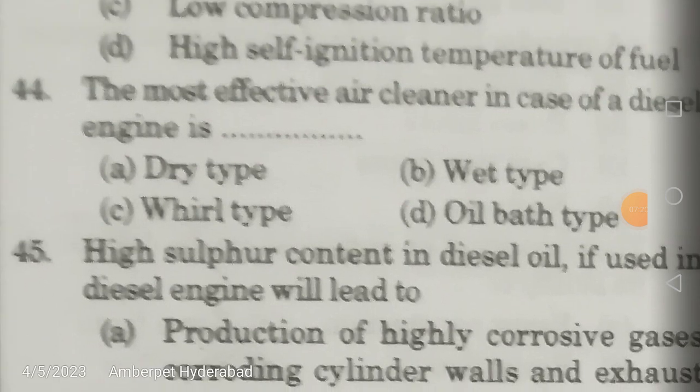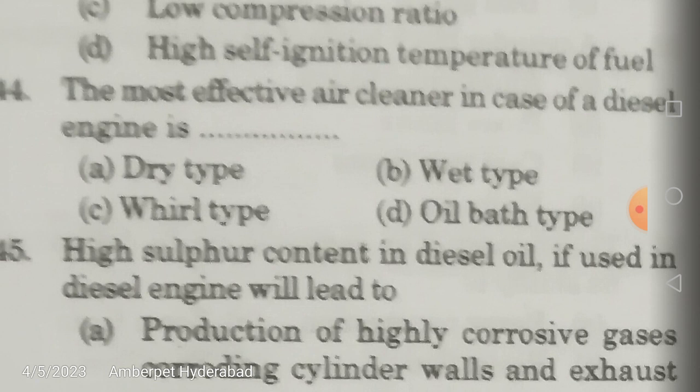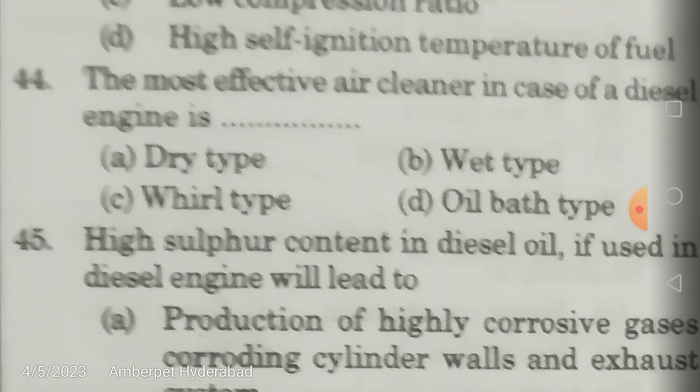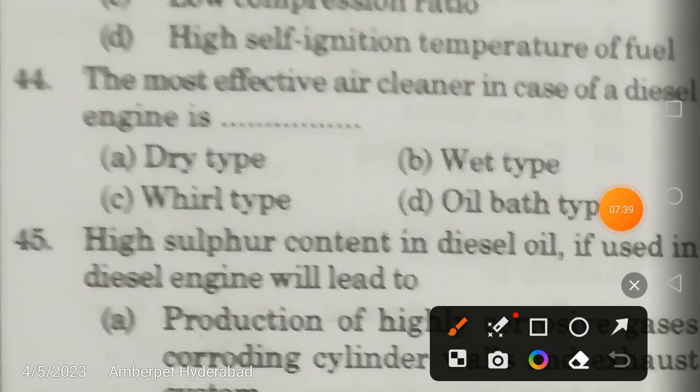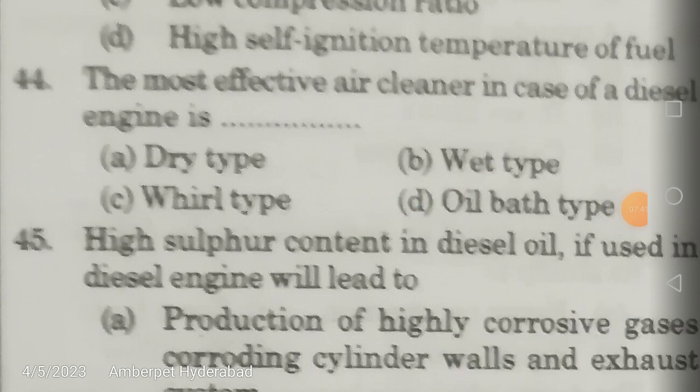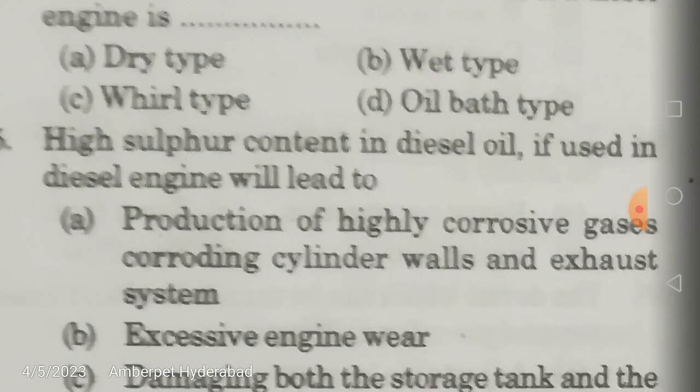The most effective air cleaner in case of diesel engine, what is the most effective air cleaner? Is it dry type or wet type or whirl type or oil bath type? It is the oil bath type. This oil bath type air cleaner is the most effective one in case of a diesel engine. There are various types of air cleaners, like dry type, wet type, whirl type and oil bath type.